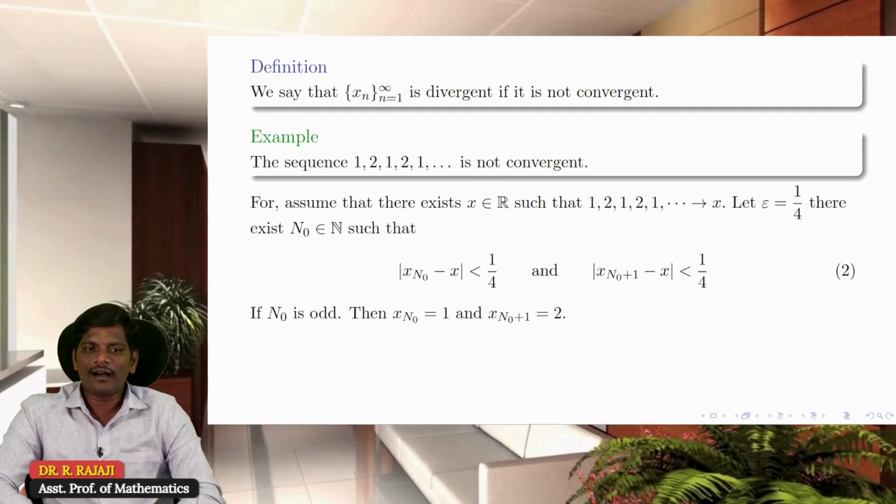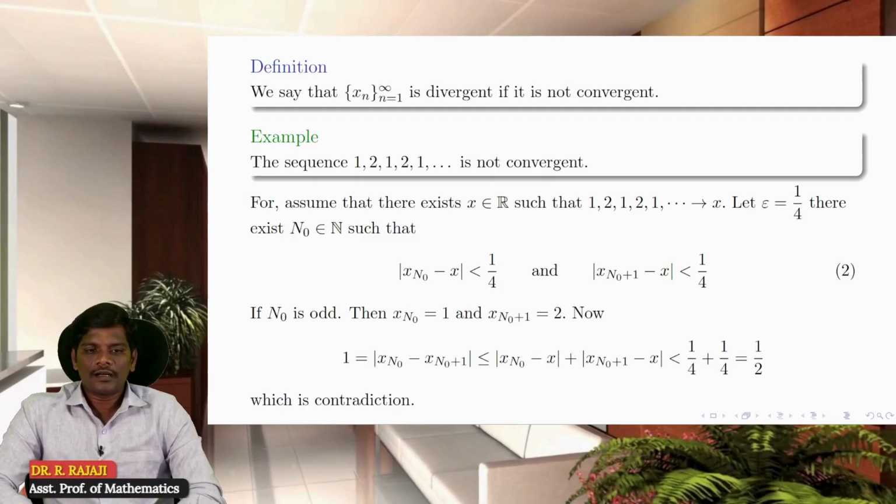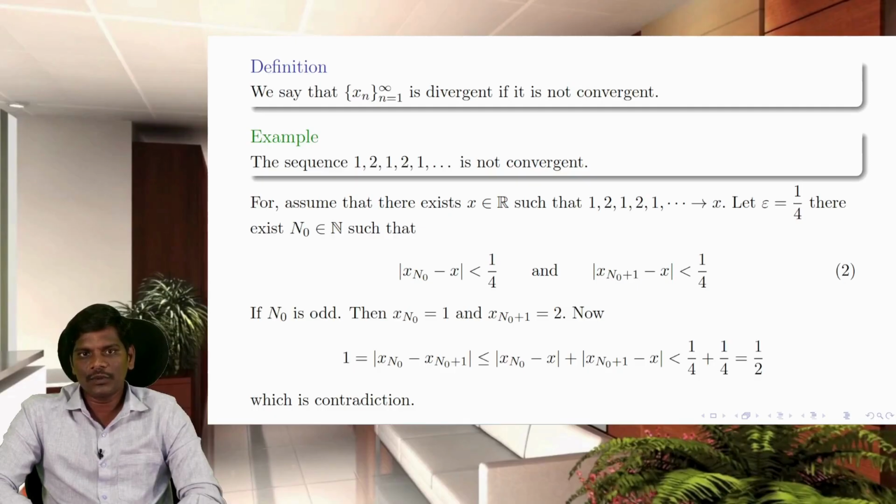If n naught is odd, then xn naught is 1 and xn naught plus 1 is 2. Now modulus of xn naught minus xn naught plus 1 equals 1. By the triangle inequality, this is less than or equal to modulus of xn naught minus x plus modulus of xn naught plus 1 minus x. By equation 2, these two terms are less than 1/4 plus 1/4, which is equal to 1/2, which is a contradiction, since 1 is not less than or equal to 1/2.